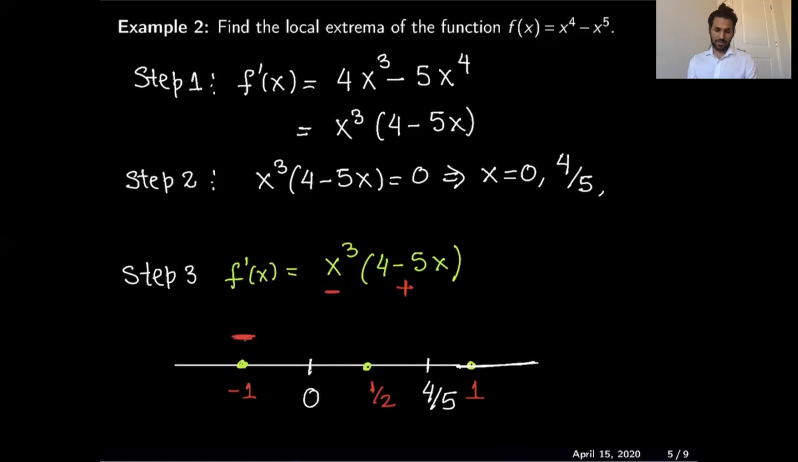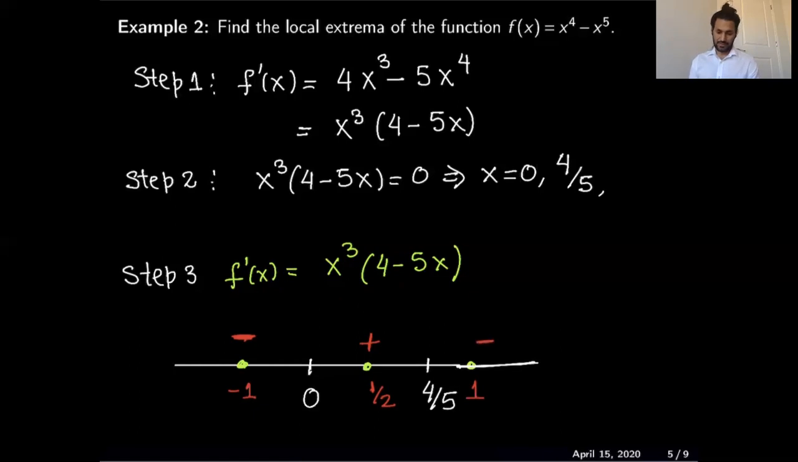If I plug 1/2 here, this will be a positive now because 1/2 is positive, and this will be also positive because I'm plugging 1/2. This will be 5/2, which is less than 4. So that gives me a positive number here. If I plug 1 into the derivative of the function, this will be a positive. And if I plug 1 here now, this will be a negative. So this gives me a negative.